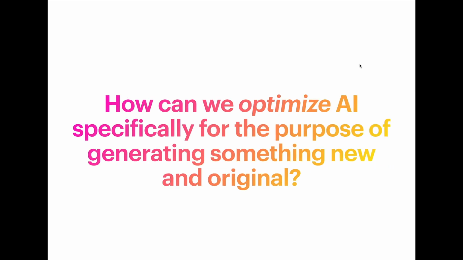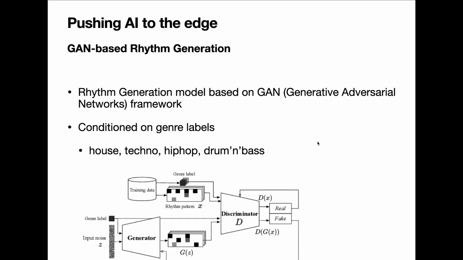And so my research question has been this: how can we optimize AI specifically for the purpose of generating something new and original? And I've been thinking about this, and I didn't have enough time to tinker and play with new architectures, new tools. But I did this research back in 2019, and again, this is rhythm generation, but it's in the symbolic domain, and I used a GAN to generate a bunch of different electronic music rhythm patterns.